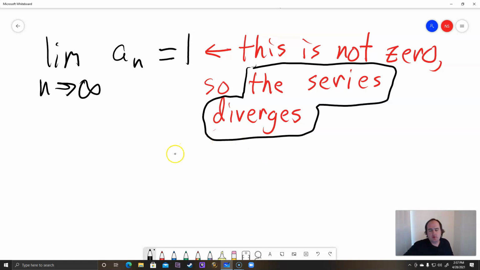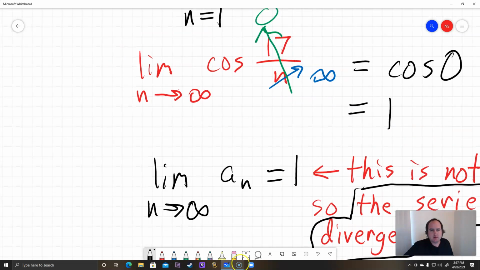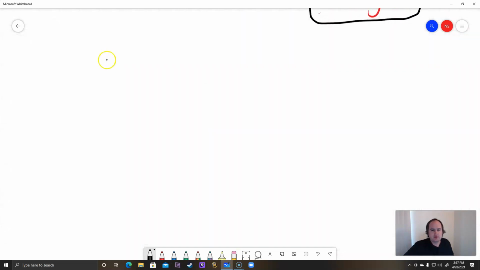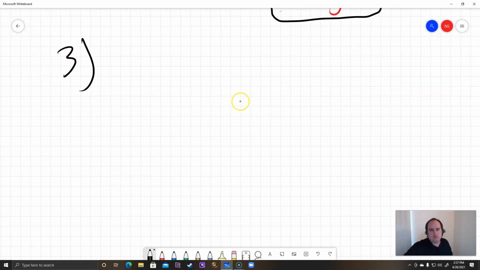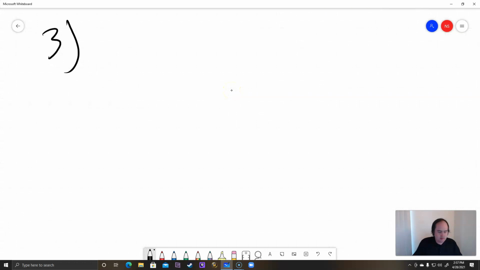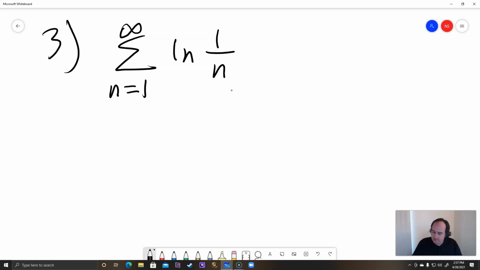Okay, so I wanted to do one more example of the nth term test to prepare you for your homework. So let's take a look at example number 3. For example number 3, we're doing the summation from n equals 1 to infinity of ln of 1 over n.